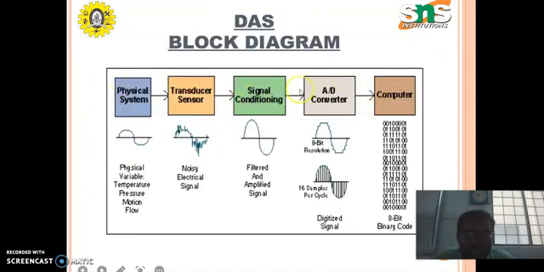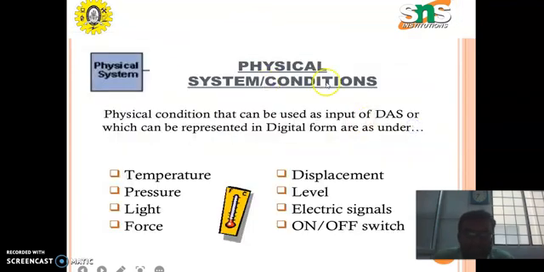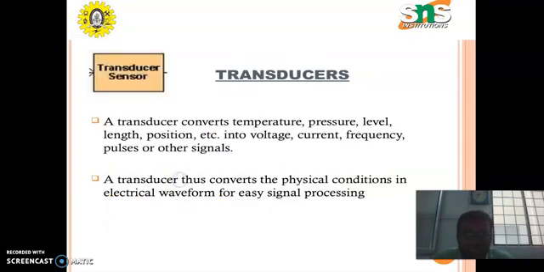And this is the block diagram of data acquisition system. First physical system, then transducer, then signal conditioning and analog digital converter, and then computer. First one is physical system or condition: physical conditions that can be used as input of DAS or which can be represented in a digital form as under. Some of these are temperature, pressure, light, force, displacement, level, electrical signals, etc.